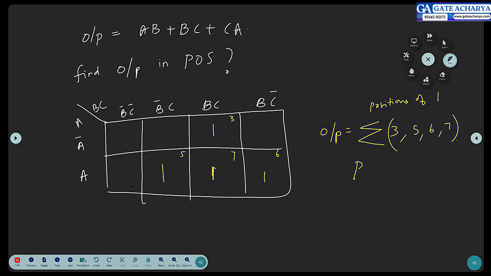Next, what are the positions of zeros? Whatever is not there here. But what is the symbolic representation for that? Pi. Max terms, they say max terms. This is called min terms. This is called max terms. 0, 1, 2, 4. So you can write this K map like this also.